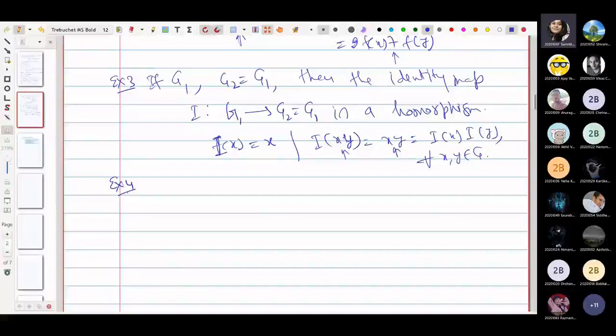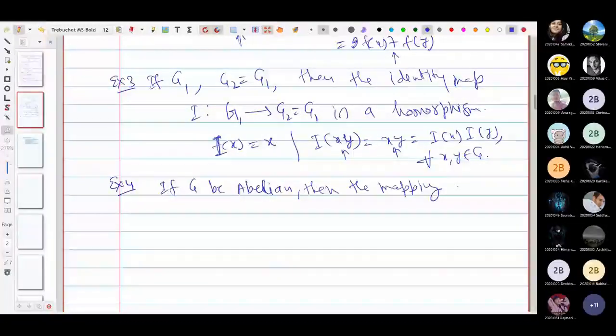Whatever the operation here may be, addition, multiplication or any other operation, you can insert it accordingly. So example number 4. Let G be abelian. Then the mapping f from G onto G, defined by f(x) equals x to the power 5 for all x belonging to G, is a homomorphism.